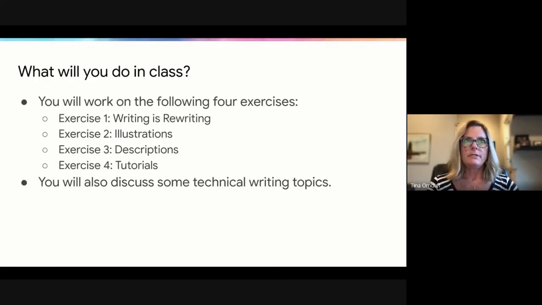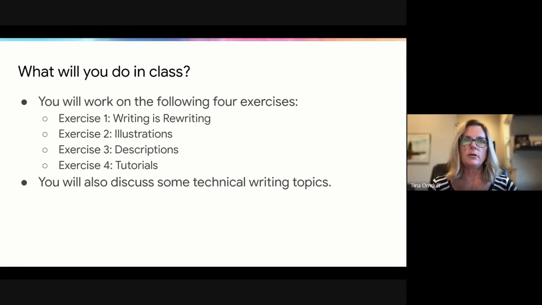The main differences between Technical Writing 1 and Technical Writing 2 is that the exercises are a little bit more difficult and a little longer. So you'll notice too that we have 4 exercises instead of 6 exercises, where we continue to focus on practicing skills that they are learning. So we start with writing is rewriting.